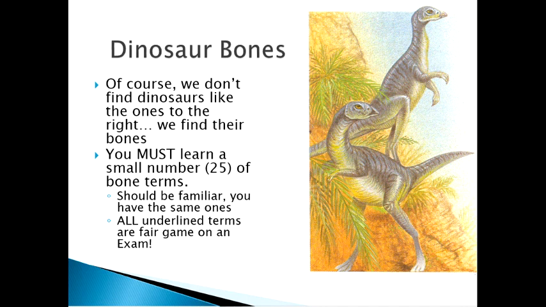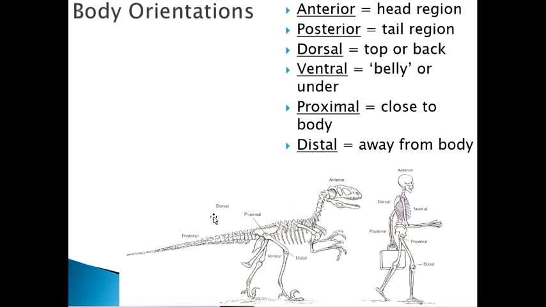So first of all, not necessarily bone names, but orientation names. And I like this picture from your book because it has both this nice raptor dinosaur here as well as this human, this person, and she's off to work with her briefcase here. And it labels the parts or areas. So whenever I'm going to use the term anterior, I am talking about the head region. If I'm talking the posterior, that's the tail region.